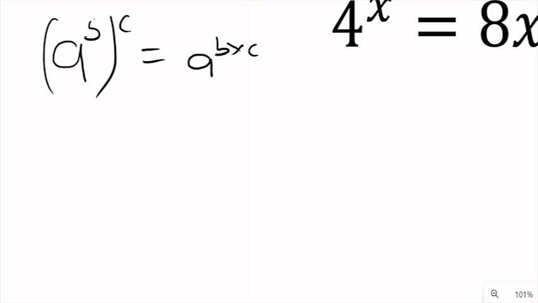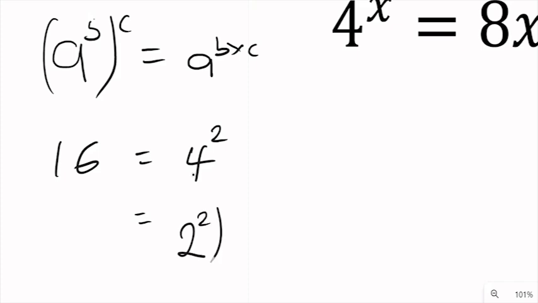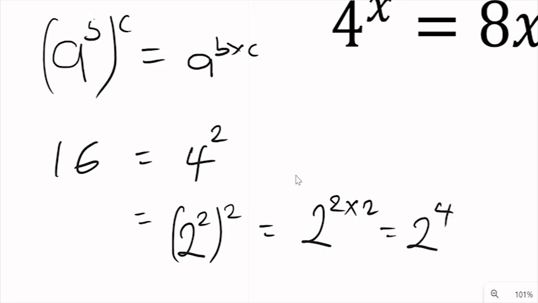Now, if we want to take an example, let's say 16 is the same thing as 4 raised to power 2. 16 is the same thing as 4 raised to power 2. If you want to simplify this further, you can say 2 raised to power 2, then raised to power of 2. So if this law is anything to go by, this automatically becomes 2 raised to power 2 multiplied by 2, which is the same thing as 2 raised to power of 4.